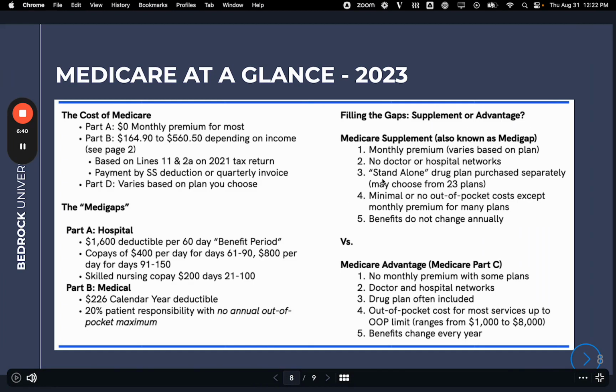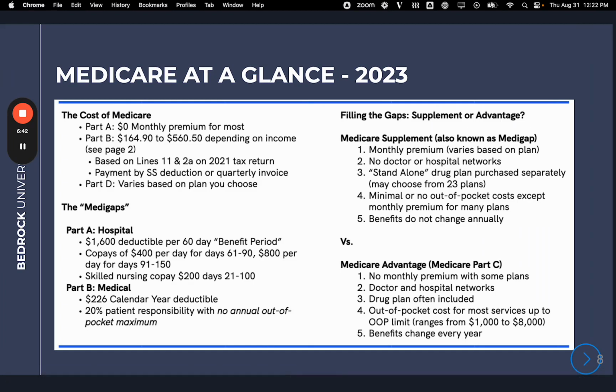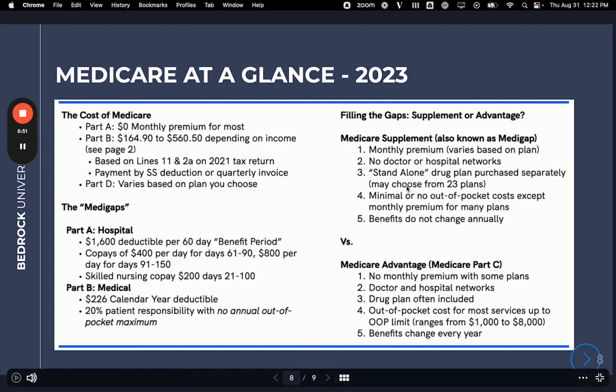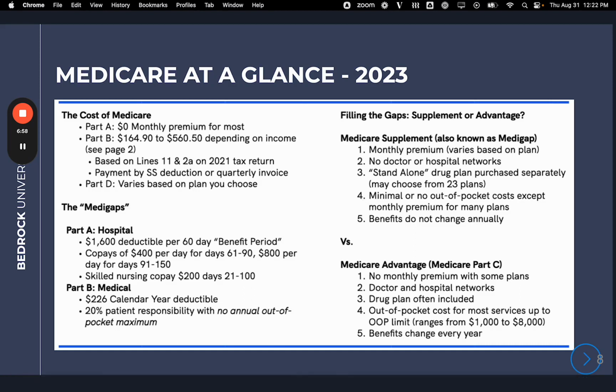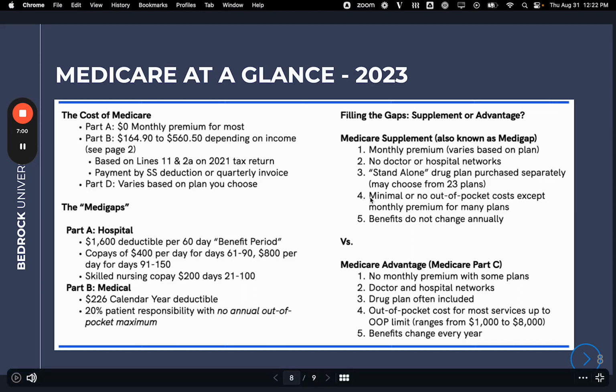This plan will require that you purchase a separate standalone drug plan. We'll take a look at those quotes as well so that you have a picture of what your total costs will be. A benefit of this plan is that there are minimal or no out-of-pocket costs except for monthly premium for many plans. This means that, for example, with the Plan G, which is the most popular plan by far, you'll pay that small deductible under Part B, $226 per year, after which the Plan G would pick up the remaining costs for any Medicare covered services.